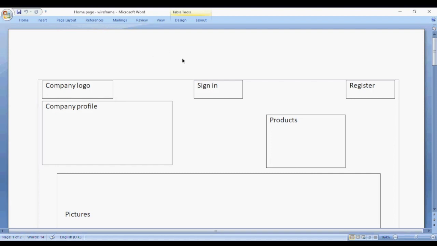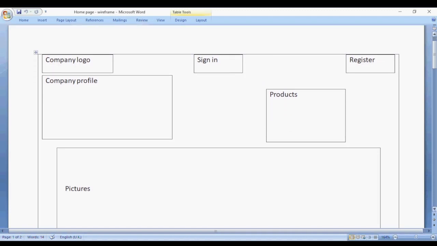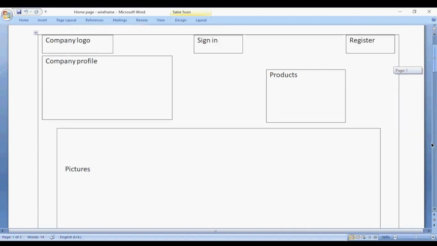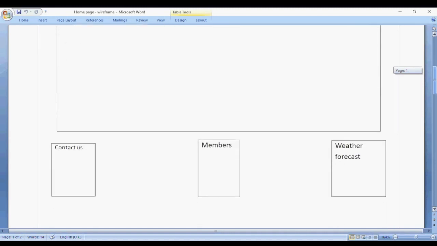It's possible in my requirement document I've documented that a landing page must have a company logo, a sign-in icon, and a register button or tab, whatever they call it. A landing page must have a company profile. It must also contain the list of the products. It must also have a picture of, let's say, one of the engineers. Let's just assume that is what the picture is going to be. The landing page must have a contact us page, a members page, and a weather forecast.